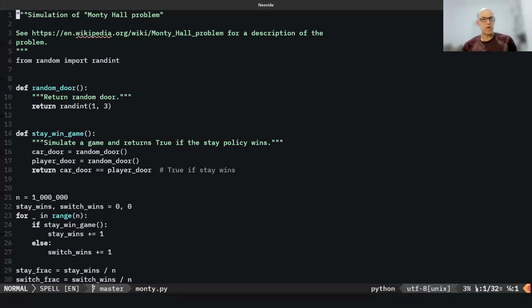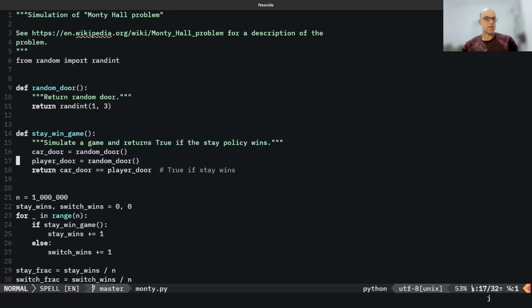So again, we are going to simulate it. A random door is a random integer. And here what we're doing is we ask, does staying with the door win the game? We pick one door which has the car under it, and then we pick another door, which is the door that the player picked. Now, if it is the same door, it means that the player who says I'm going to stay is going to win the game.